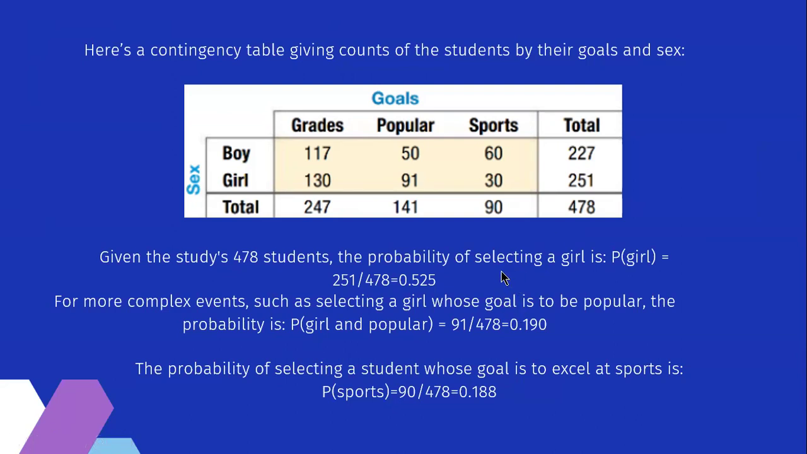For more complex events, such as selecting a girl whose goal is to be popular, the probability is P(girl and popular) equals 91 divided by 478, equals 0.190. The probability of selecting a student whose goal is to excel at sports is P(sports) equals 90 divided by 478, equals 0.188.